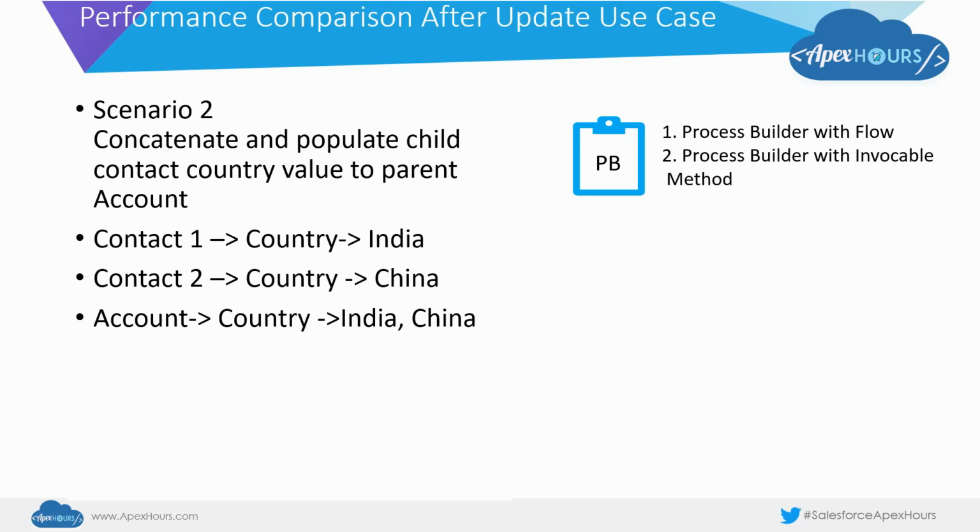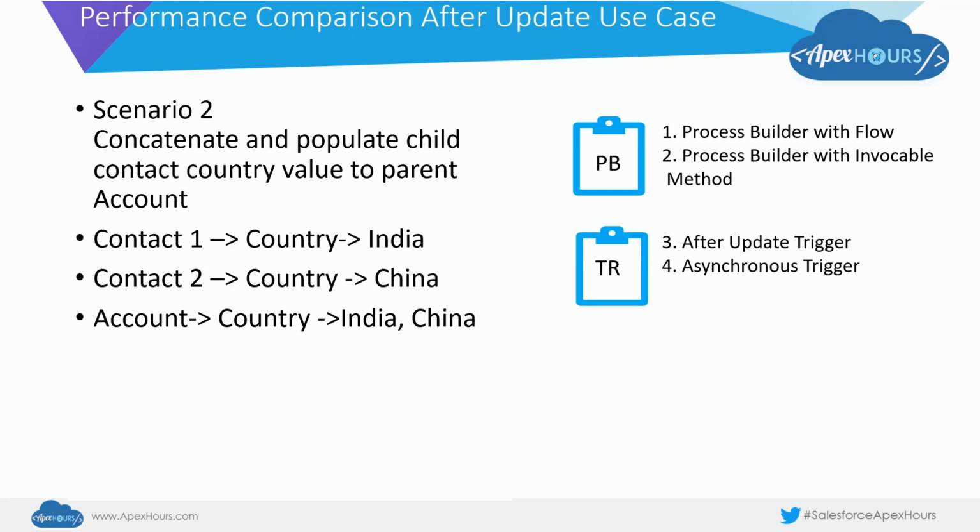First two options actually using process builder with flow and process builder with invocable Apex method. Now we have got two trigger solutions, an after update trigger and also an asynchronous trigger. Asynchronous trigger, I think it's a Spring 19 feature, so I'll explain more details when we are going to that particular solution option. And the last one is a queuable Apex, again an asynchronous mode of execution.